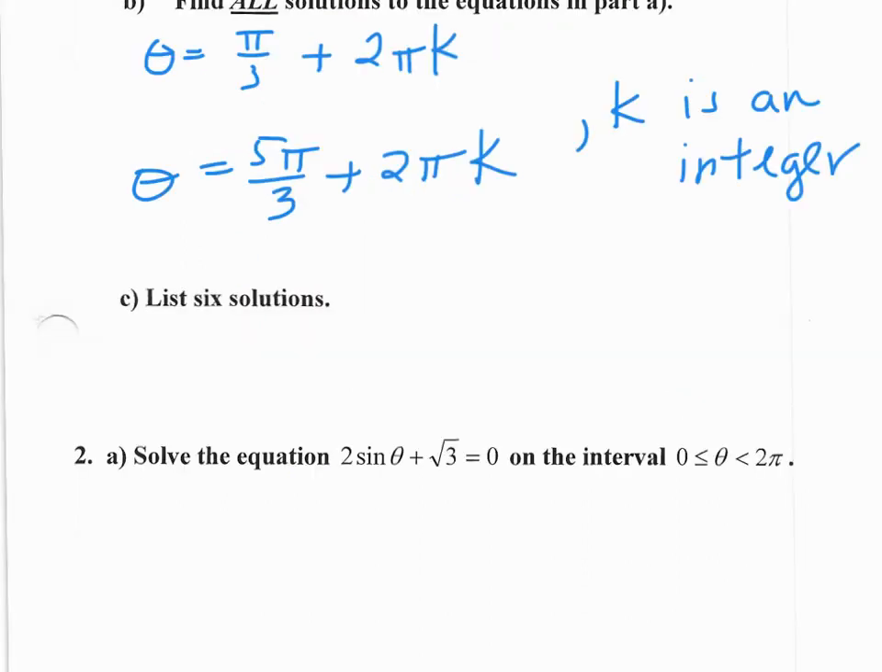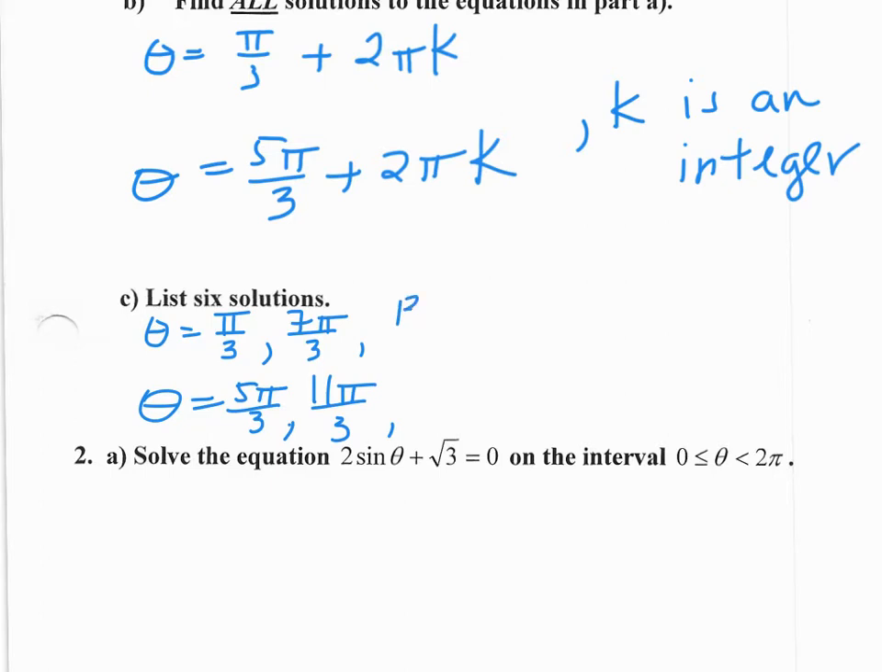Now, part C says, give me 6 solutions. So not 2, not all, but 6 solutions. So if I look at my k, let's just start with pi over 3. If I add 2 pi to that, or 6 pi over 3, let's say, then I get 7 pi over 3. All right, so that would be another one. And then if I take my 5 pi over 3 and I add 6 pi over 3 to that, I get 11 pi over 3. And if I keep going along that, just adding 6 pi over 3 every time, I get 13 pi over 3 for this one, and I get 17 pi over 3 for this one. So there's 6 solutions.